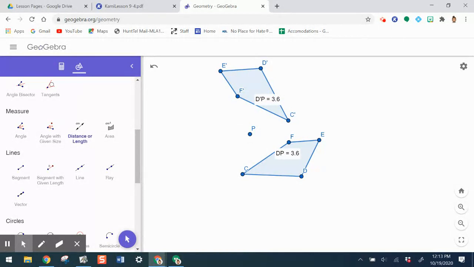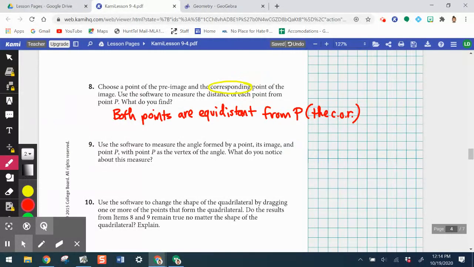So if you would, take a second, go back and answer item 8: what happens to the distance of corresponding points in the pre-image and image in relation to the center of rotation? So I said that both points, and the book said same distance, but I wanted to keep using this term here, equidistant. So both points are equidistant from P, or in this case, the center of rotation. So a point and its corresponding point from the image and pre-image should remain the same distance from the center of rotation.